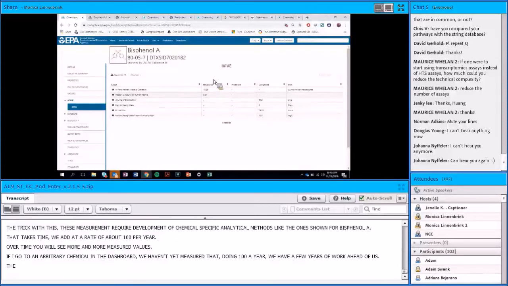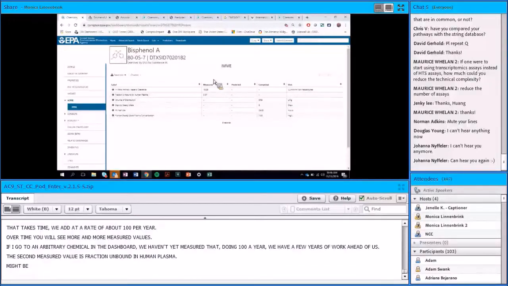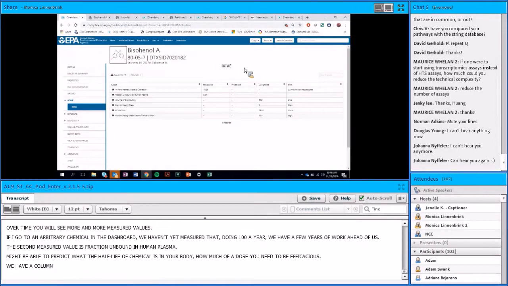The second measured value that you'll see is the fraction unbound of that chemical in human plasma. That's a steady state quantity, and again, with these two values, a pharmaceutical company might be able to predict what the half-life of a chemical is in your body, how much of a dose you would need to be efficacious.